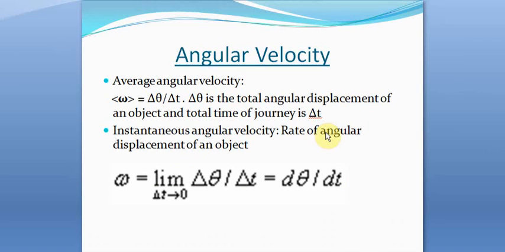Now we will define angular velocity. First we will define average angular velocity. Average angular velocity is denoted by omega, and it is defined as delta theta by delta t, where delta theta is the total angular displacement and delta t is the total time of journey. Similarly we can define instantaneous angular velocity, which is the rate of change of angular displacement of an object. So omega will be the limit of delta theta by delta t, where delta t tends to 0, or it is d theta by dt.